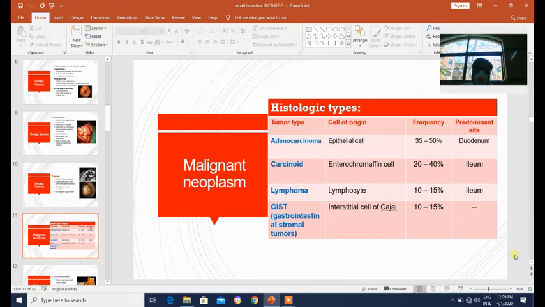The fourth type of malignant neoplasm is gastrointestinal stromal tumors, and the cells of origin are the interstitial cells of Cajal. This variety comprises the remaining 10 to 15% of malignant tumors of the small intestine, and these can be present anywhere, but are mostly prevalent in the proximal small intestine.